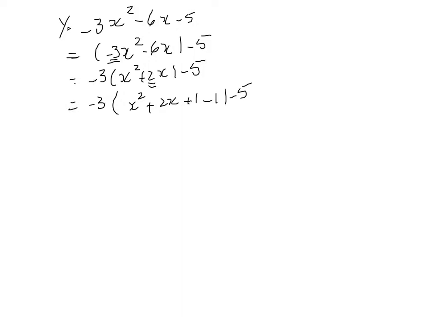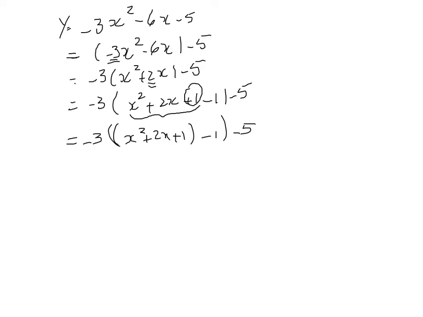Now take the first three terms. So I'm going to have negative 3 times x squared plus 2x plus 1. I group them together, and then minus 1, minus 5. You always take the addition, which in this case is plus 1, so you don't work with the subtraction term. You always work with the addition one.